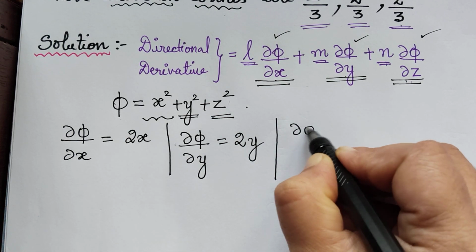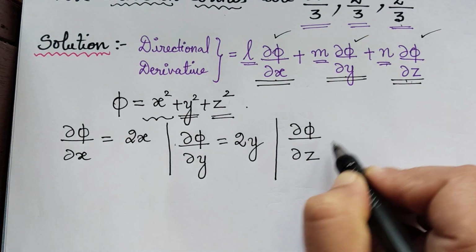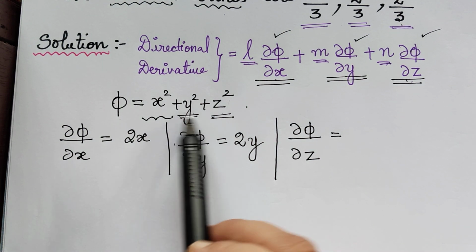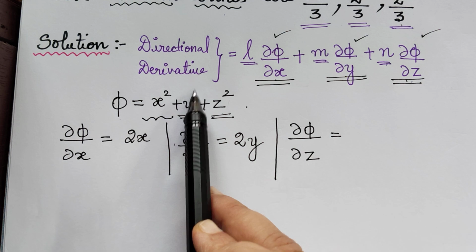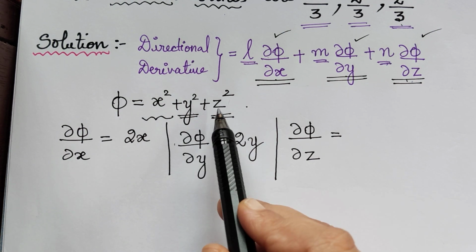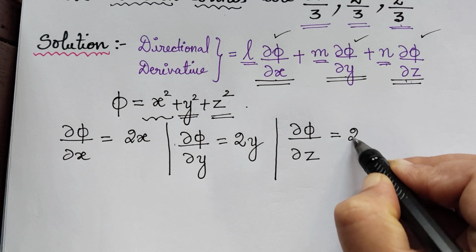Also dou phi by dou z we have to find. That is, we differentiate phi partially with respect to z, in which x square and y square will be treated as constants, and on differentiation they become 0, and the differentiation of z square is 2z.